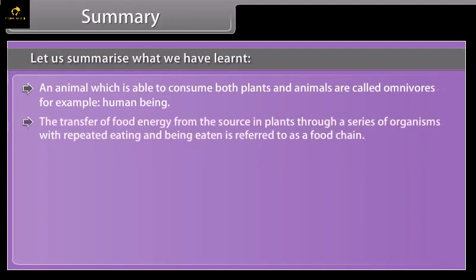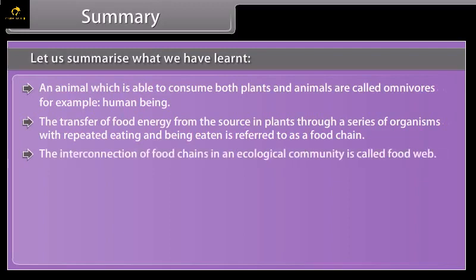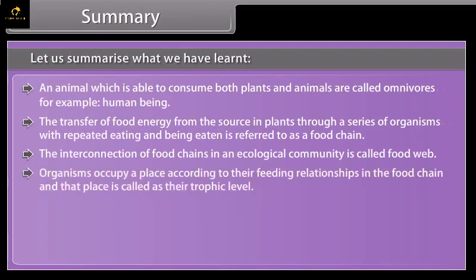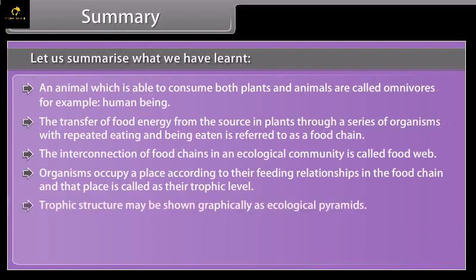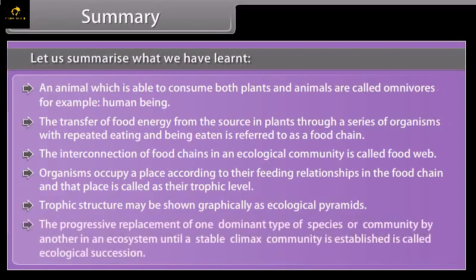The transfer of food energy from the source in plants through a series of organisms with repeated eating and being eaten is referred to as a food chain. The interconnection of food chains in an ecological community is called a food web. Organisms occupy a place according to their feeding relationship in the food chain, and that place is called the trophic level. Trophic structure may be shown graphically as ecological pyramids.